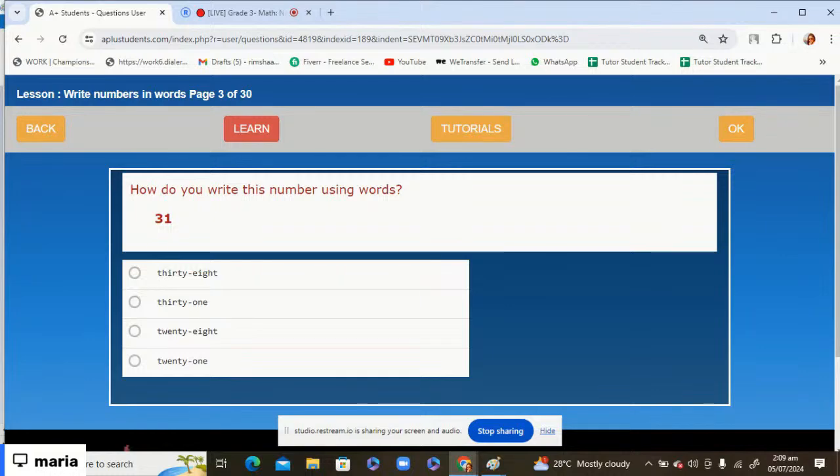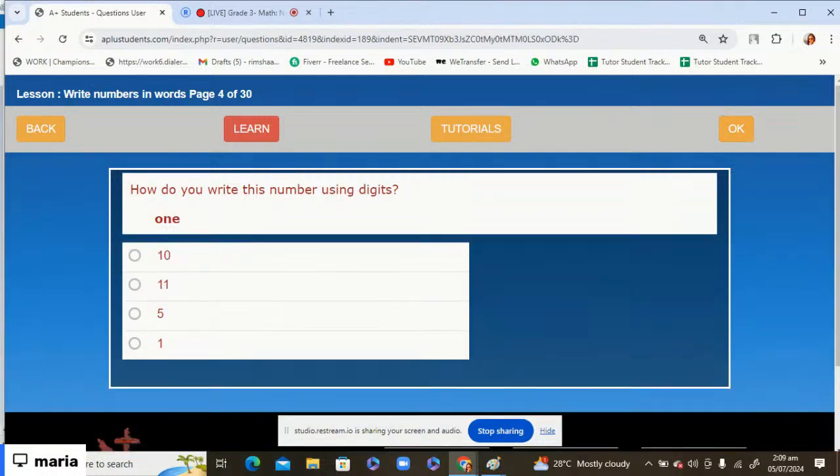Look at here the next one. This is the next one. That is, how do you write this number using words? That is 31. Option C. Okay, 31. That is here. Good. Option 2.